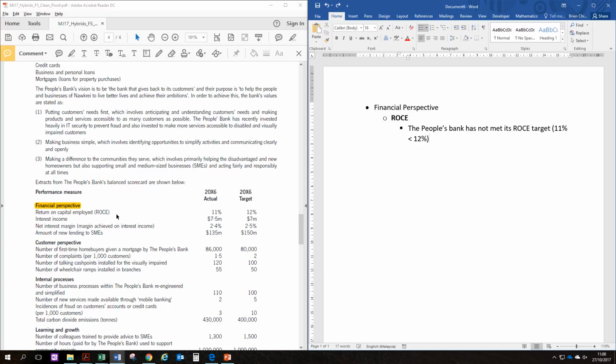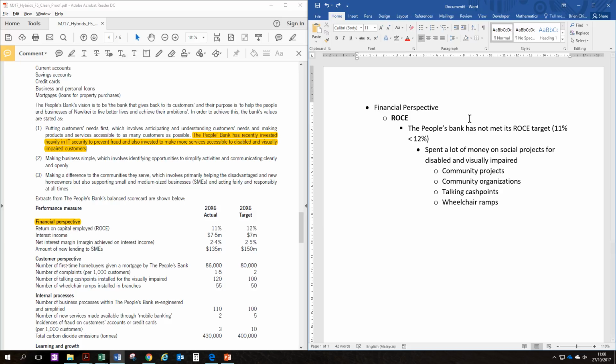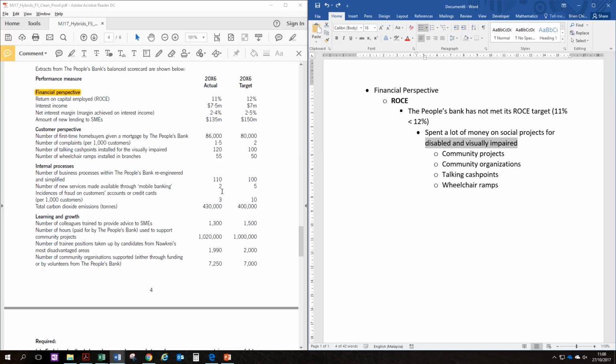Now the reason why could be from here. The People's Bank has recently invested heavily. When they say invested heavily, they've spent some money in IT security and also to make services more accessible to disabled and visually impaired customers. So you can talk about this in your answer. So what I will write over here is they've spent a lot of money on social projects for the disabled and visually impaired. You can find some information over here.